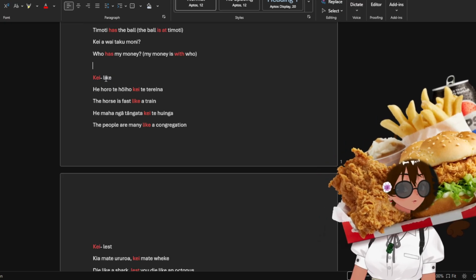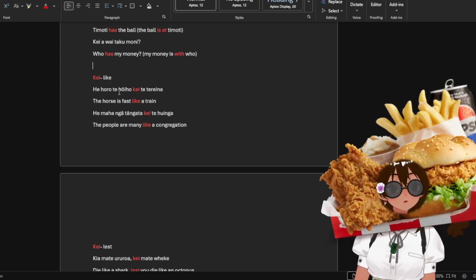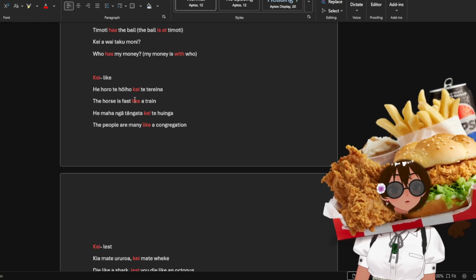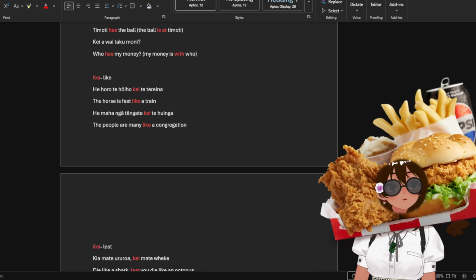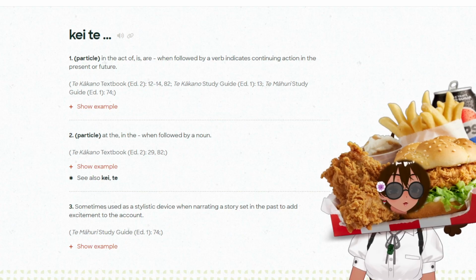It can be used to mean "like." For example, he horo te hoiho kai te tereina. The horse is fast like a train. Evidently, if we look back into Aka, hold on. We need to go back to just K, not Kate there.